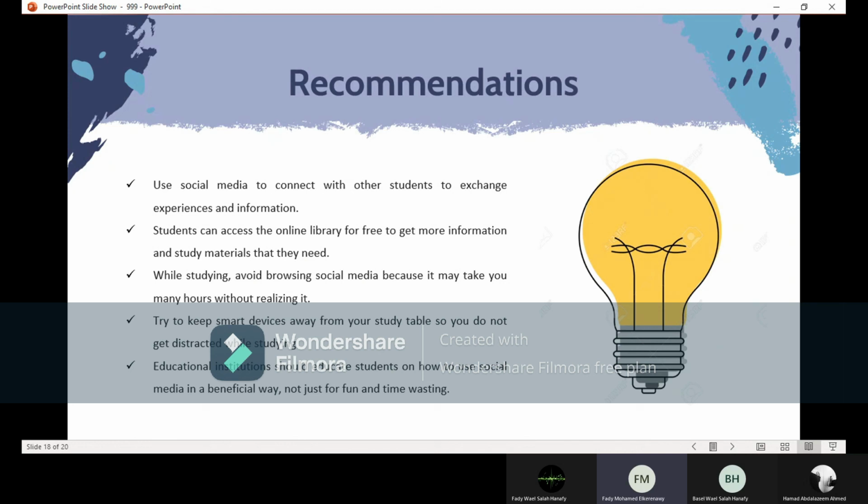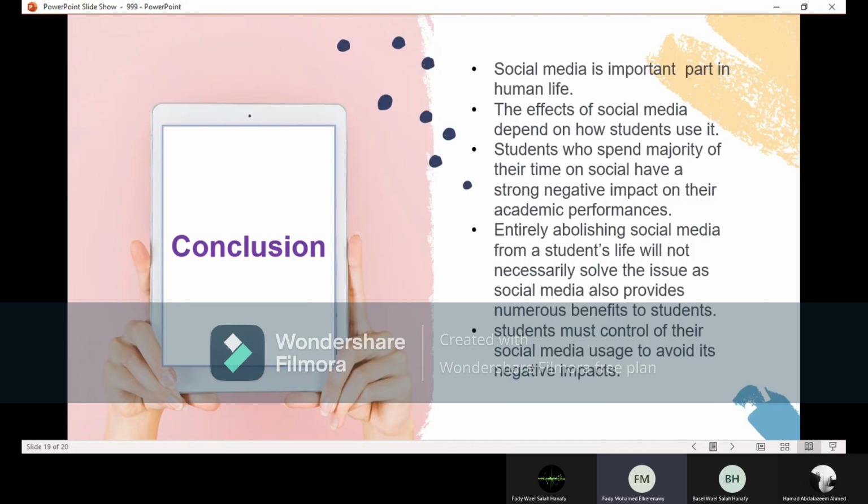Secondly, while studying, avoid browsing social media because it may take you many hours without realizing it. Thirdly, try to keep smart devices away from your study table so you don't get distracted while studying. And finally, to increase your academic performance, use social media to communicate with people who inspire you and share common interests. And that's it. Now my colleague Wasi will talk about the conclusion.